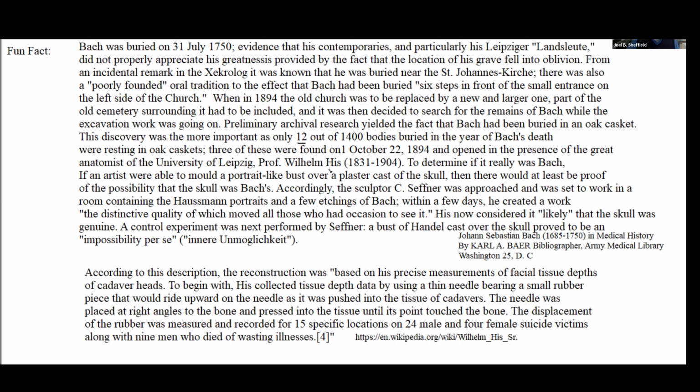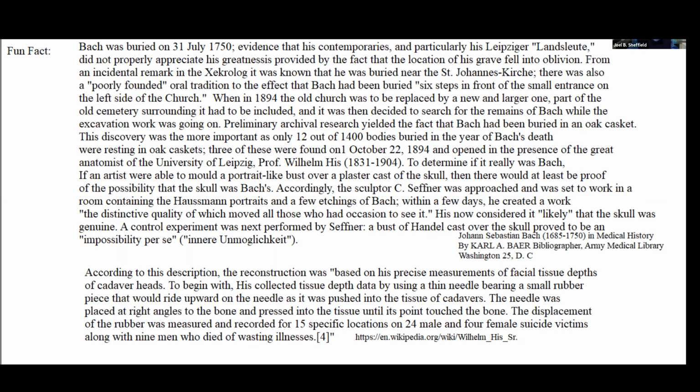Wow, okay? So they cheated a little bit because the sculptor, Seffner, was approached and set to work in a room containing some portraits and pictures of Bach. And within a few days, he created a work that looked pretty good, okay? Now, that's from one description, this one from Bayer's essay on this.